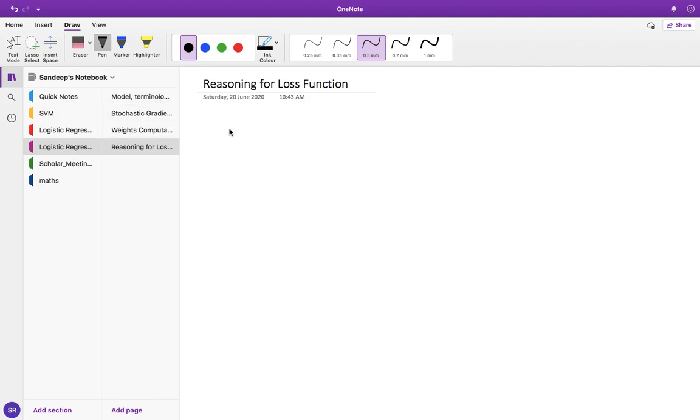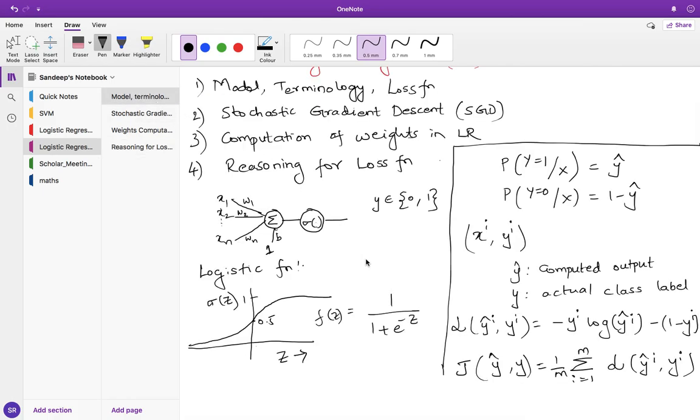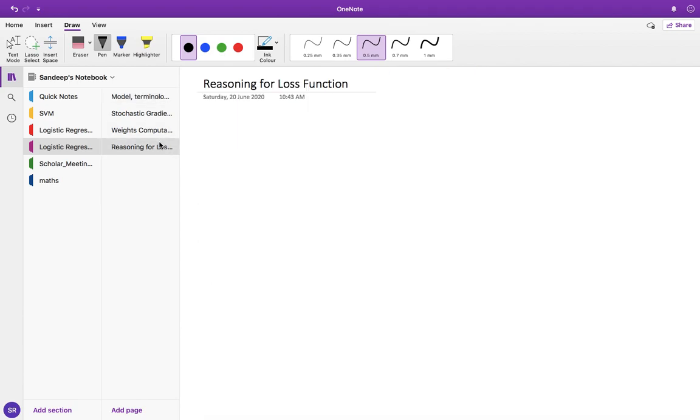Hello everyone. Today we'll see the fourth part in the logistic regression discussion. In this part we will discuss the reasoning for using a particular loss function. So we have seen the loss function which we discussed in the previous section. Let us see why this particular loss function is being used and not any other function. So let us start the lecture.